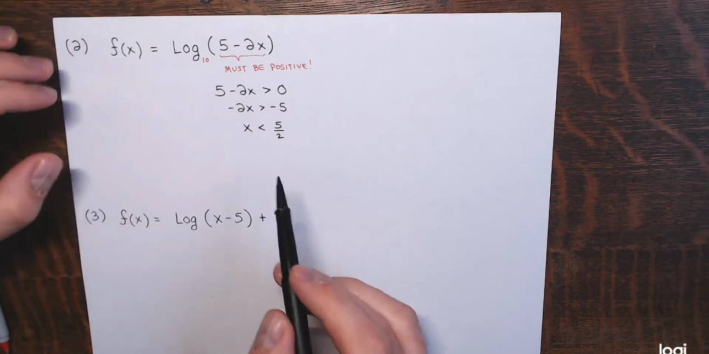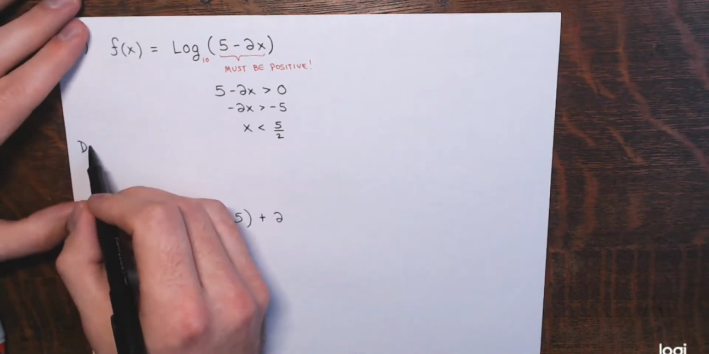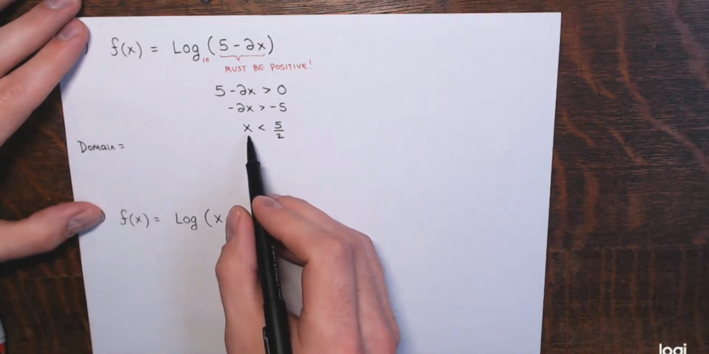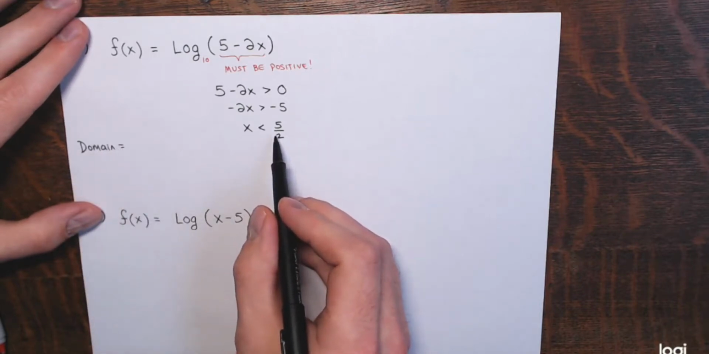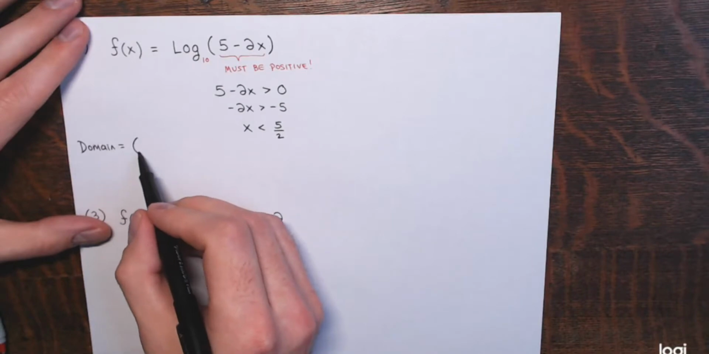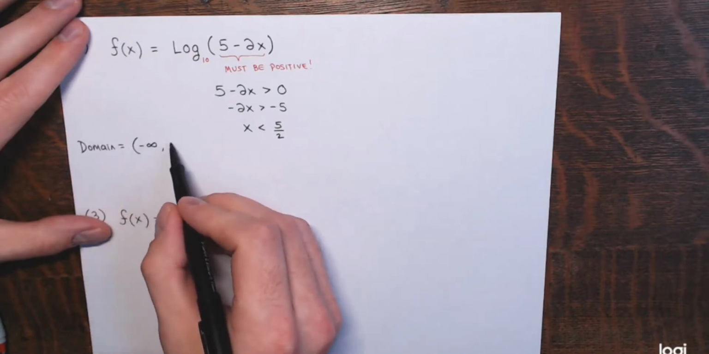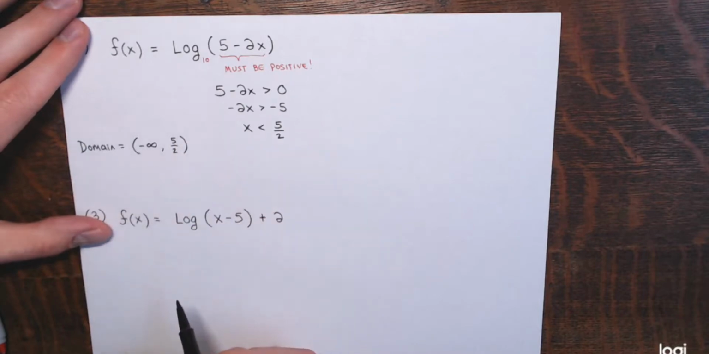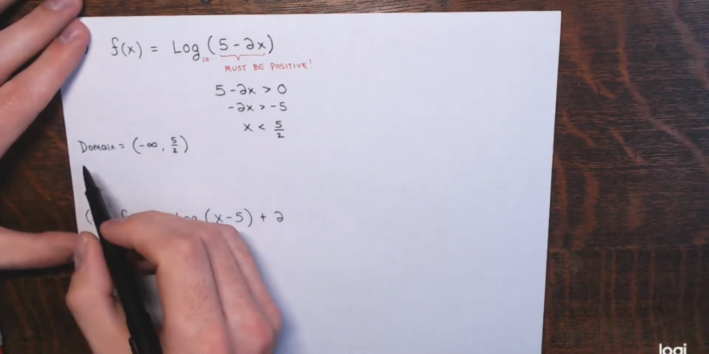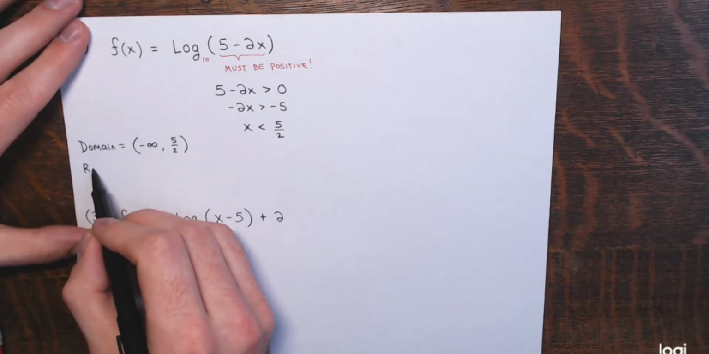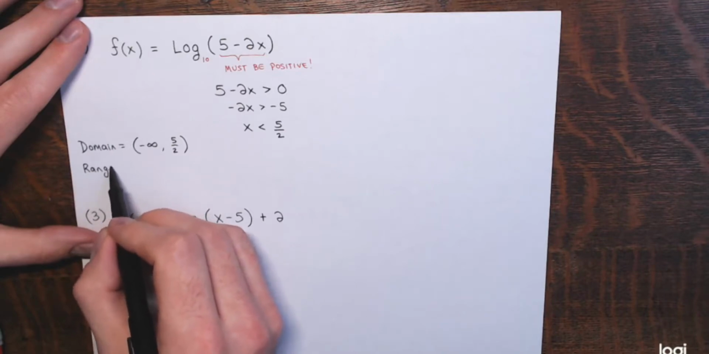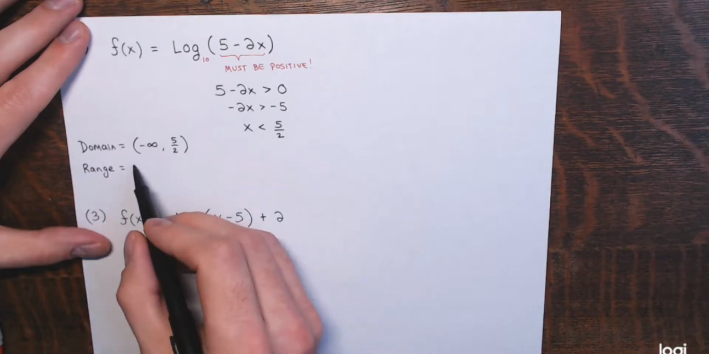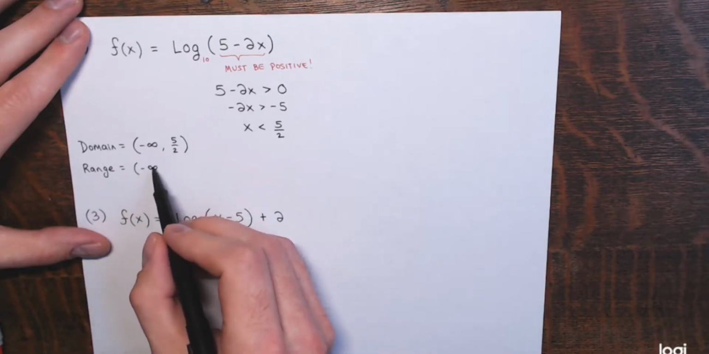So my domain, the values I'm allowed to plug in, are only values less than 2.5, less than 5 halves. So those would be the values from negative infinity up to 5 halves, right, but not including 5 halves. And then as I mentioned in problem 1, the range for all these logarithmic functions is all real numbers. You'll get every possible output.